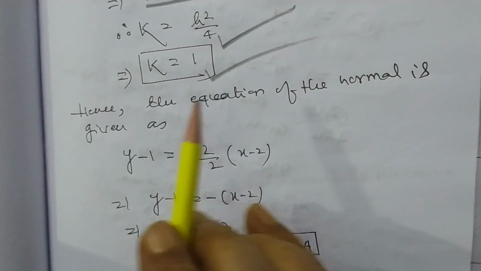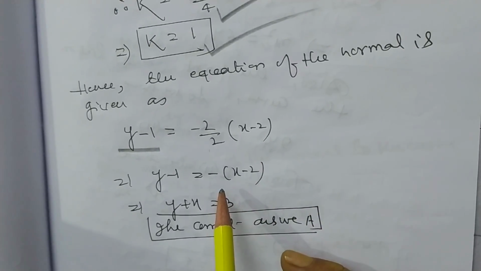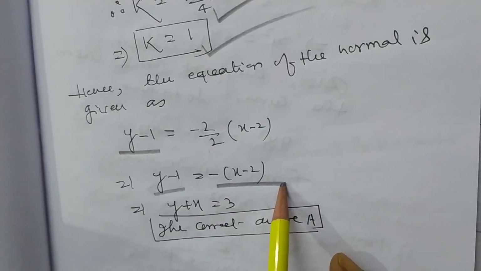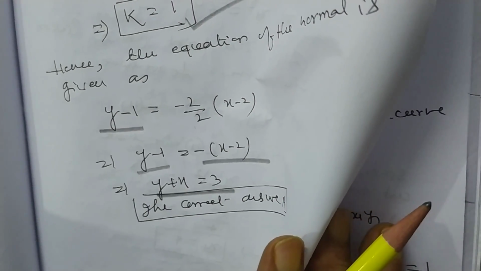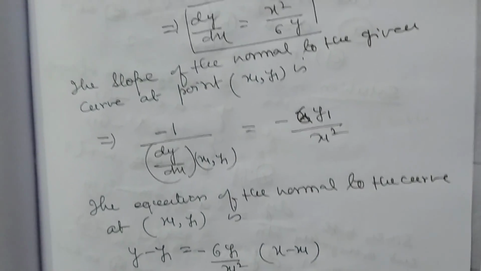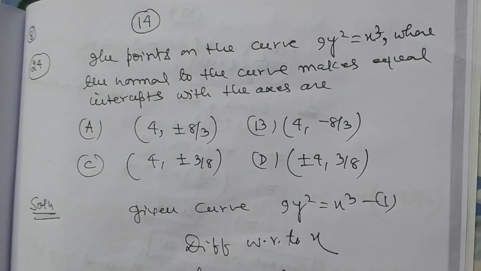Hence, the equation of the normal is given by y minus y1 is equal to minus m, x minus x1. It is y minus 1 is equal to minus x minus 2. It is y plus x is equal to 3. So, the correct answer is A. My dear student, now we want to discuss problem number 24.